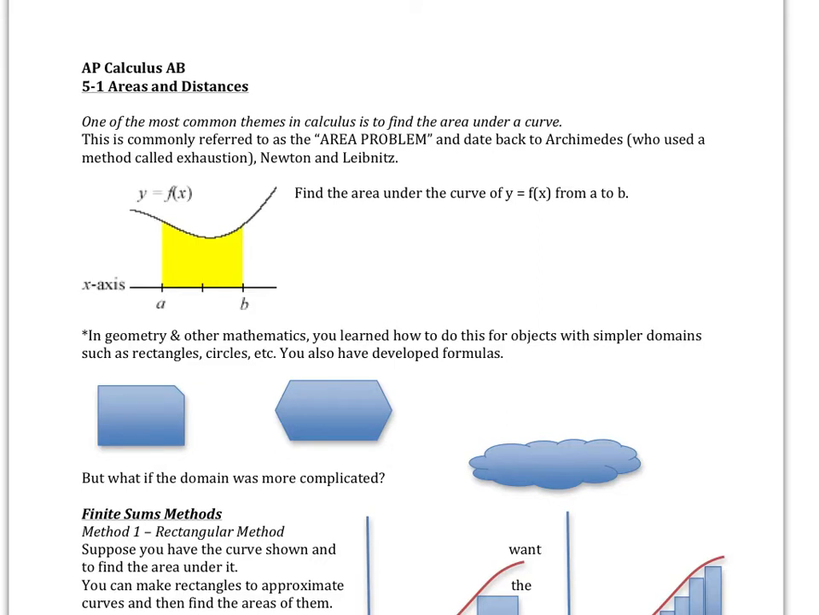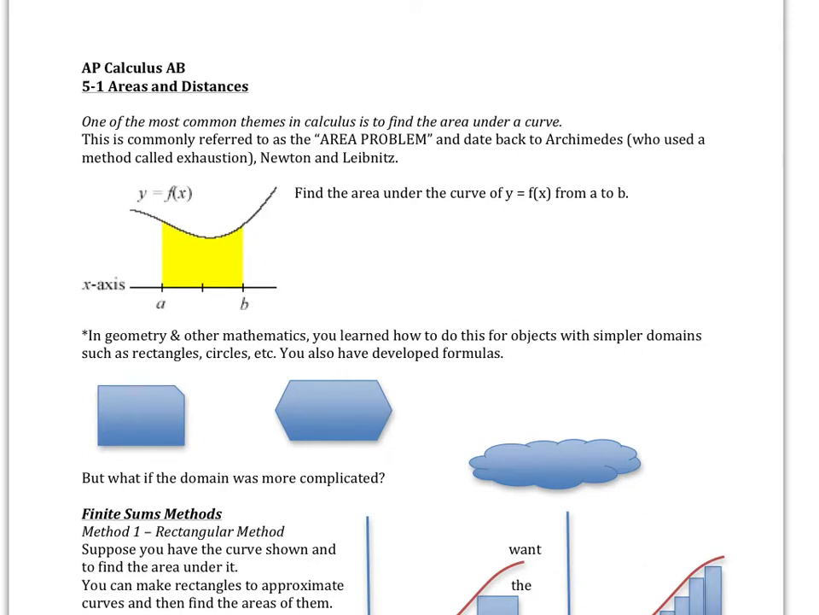We'll start off with a lot of talking, a lot of notes, and then we'll get into the examples. So let's start with this. Finding the area under the curve. Basically, we know how to find areas of things. We know how to find the area of a circle, a triangle, and a rectangle. We've been given formulas to do this.